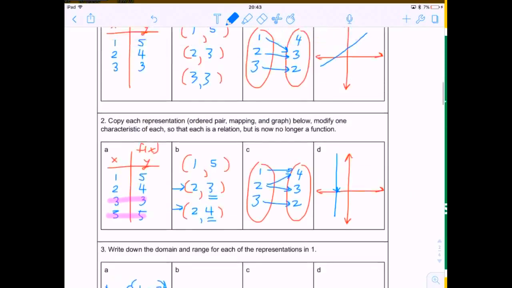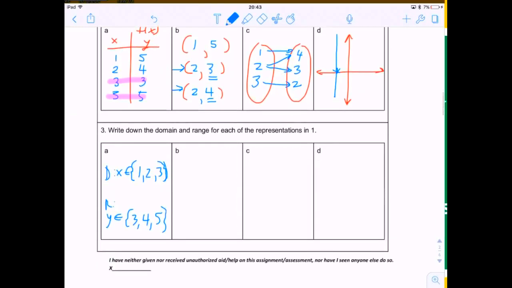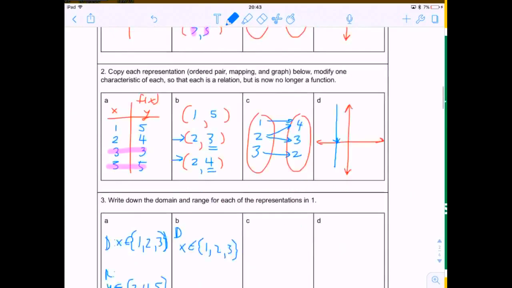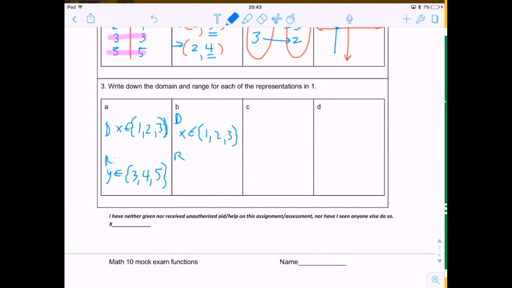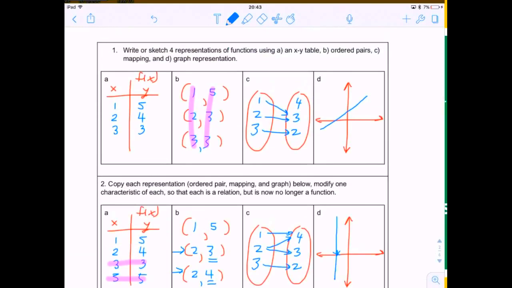Okay. B. The domain is an element of 1, 2, 3. The range is an element of 3 and 5. Okay. C. The domain is an element of 1, 2, 3.